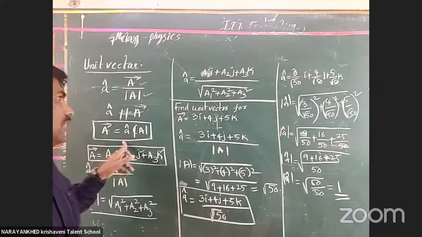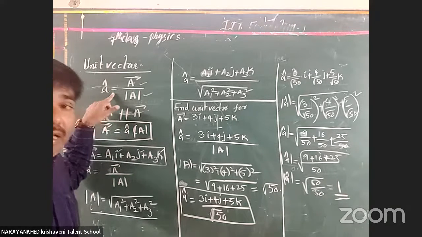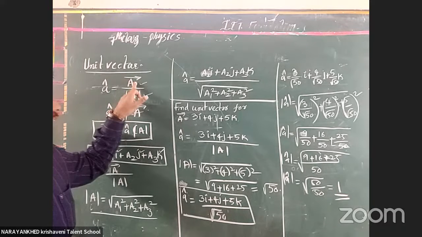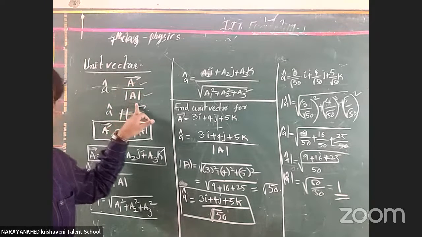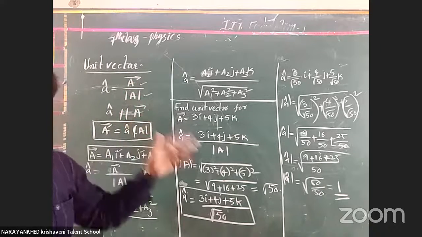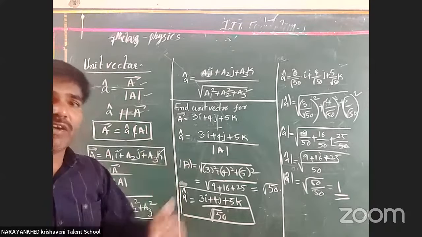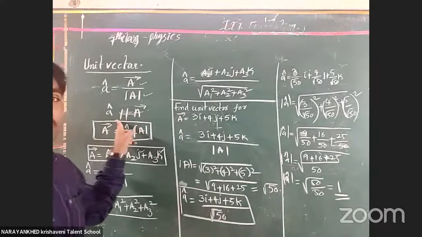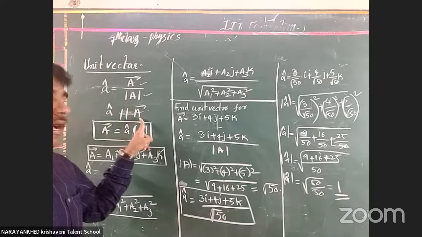Once again I repeat it. A cap, the unit vector, is defined as A bar by mod A. Why? Because what is a parallel vector for a given vector? The fundamental parallel vector for a given vector is the unit vector only. A cap is parallel to A bar.